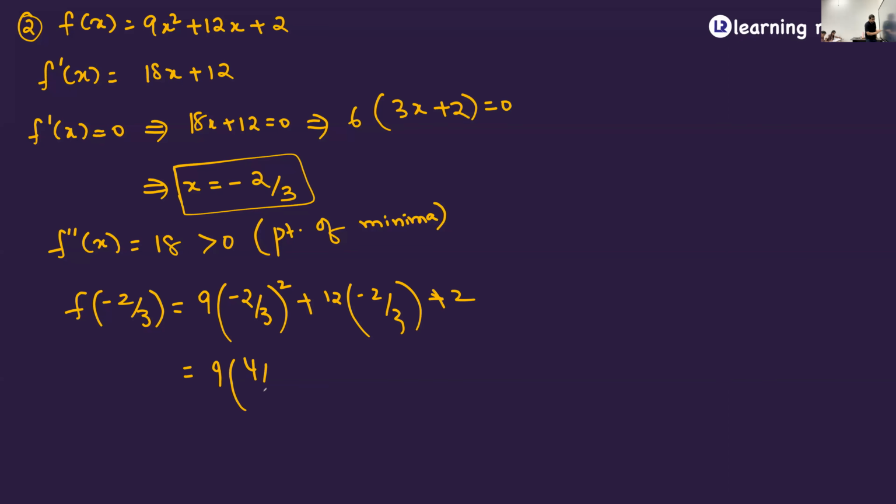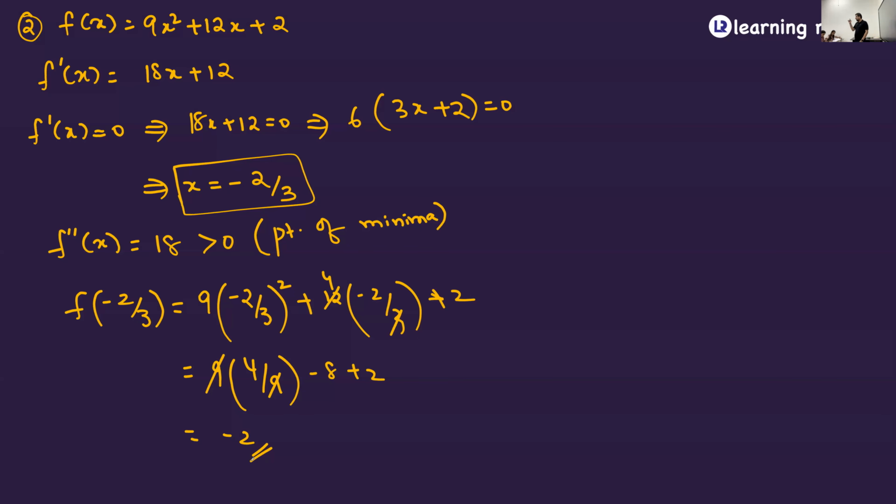So what will you get? 9 into 4 by 9. This will cancel this 4 times. So minus 8 plus 2. 9 and 9 are gone. So 4 plus 2 is 6. 6 minus 8 is minus 2. So this is going to be the minimum value.